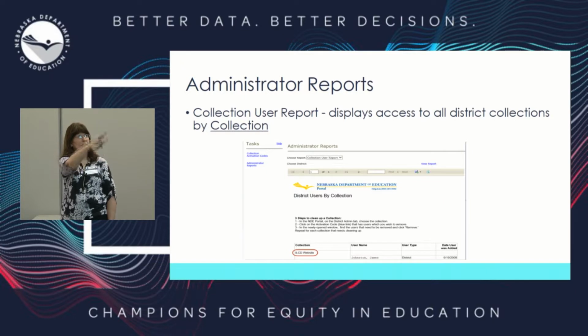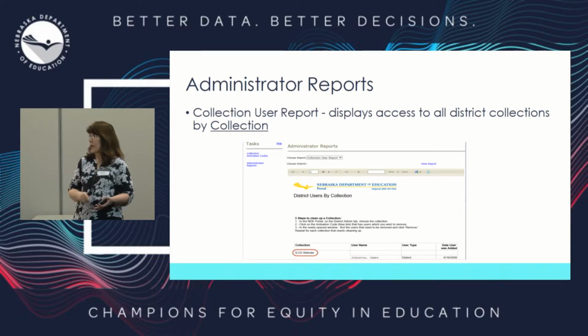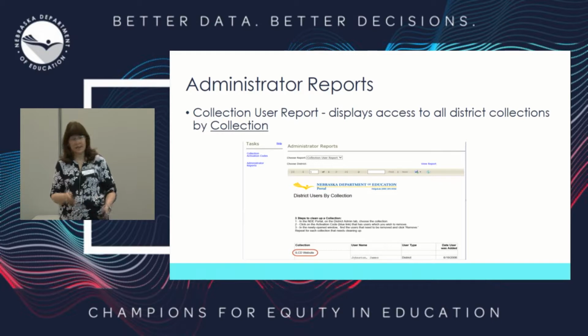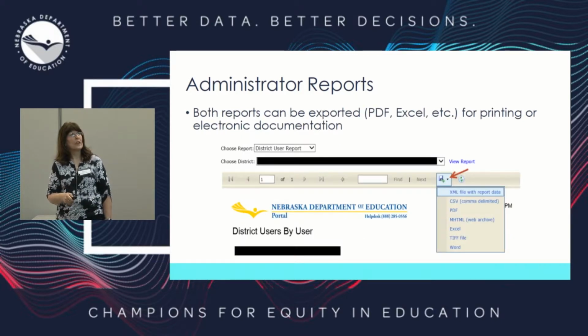I think they're all listed on there. You just find the one that you need. And it'll show you for the ILCD website, it'll show you who has it, all of the collections. It'll show you who has access. So you can look up by the user, or you can look up by the collection. These reports can be exported in several different formats for printing or saving on your computer to manage your staff.